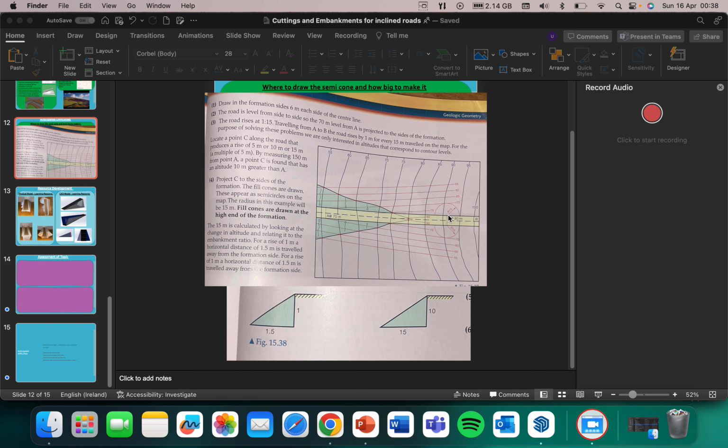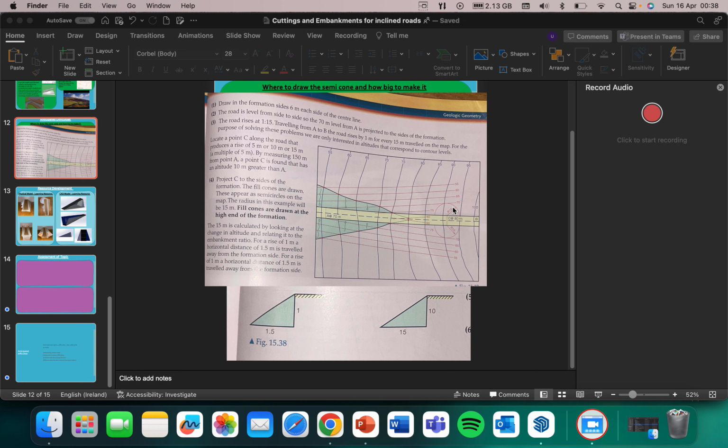Now we have our point here, which we're going to draw our fill cones for, as it is an embankment. So as it's a fill cone, we draw it at the high end of the formation here, which is the top of the road. As we can work back from here using our tangent line, which we're going to find now, after we found our cone. So now we found where to draw our cone, we need to decide how big to make it.